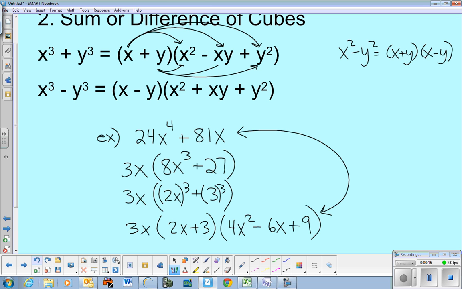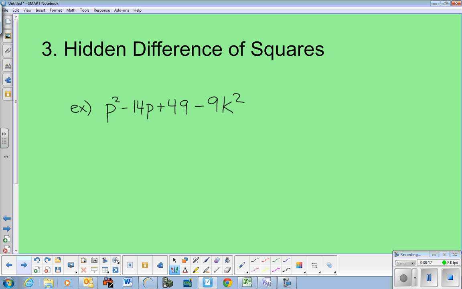Okay, so let's go on to our next example. Hidden difference of squares. This is not a common topic, but there's a section in your book, and they're kind of neat, so I thought we'd talk about this as well. This is actually a difference of squares, but you don't have to complete the square, you have to recognize the completed square. All of this is a completed square.